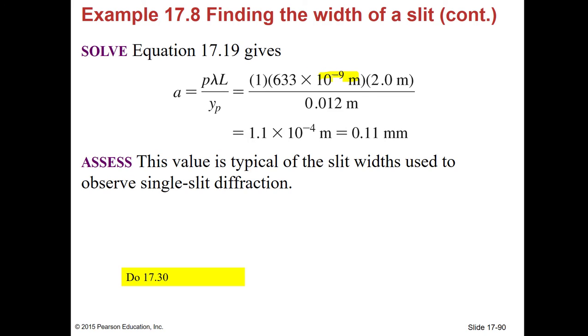And then note the units. This means nanometers. This was given in meters, distance to the screen. This is y1, which was given in centimeters. You put it into meters. Be careful with the units, and you see that it ends up being in meters. So 1.1 times 10 to the minus 4th meters would be 0.11 times 10 to the minus 3rd, or in other words, millimeters. Okay, so this value is typical of slit widths. The a really is for aperture size. That's what the a stands for, but slit width here.